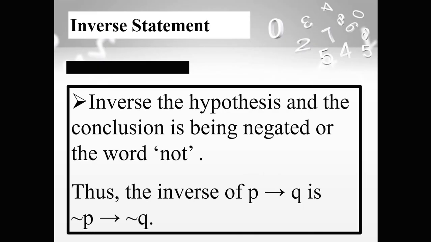Pangalawa, we have inverse. So, inverse naman po, the hypothesis and the conclusion is being negated of the word not. So, magne-negate ka lang po ng word na not. So, ibig sabihin, kapag may not na, para ma-negate mo siya, tatanggalin mo lang siya. Okay? So, ang ating conditional statement ay P implies Q. To make it an inverse statement, all you have to do is to negate the word not. Not P implies not Q.